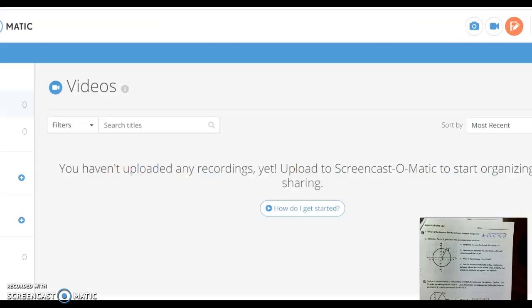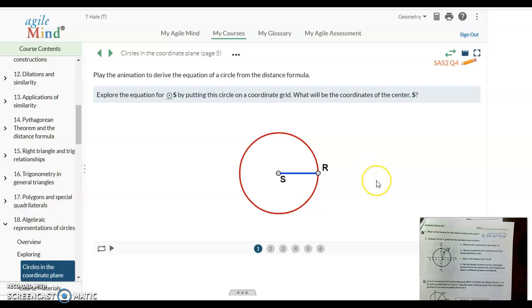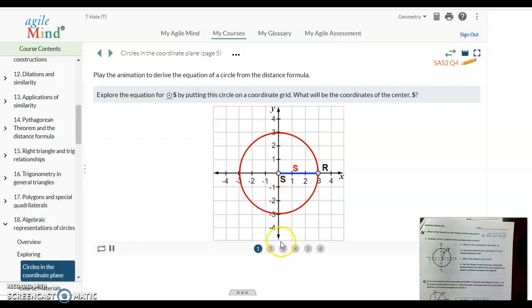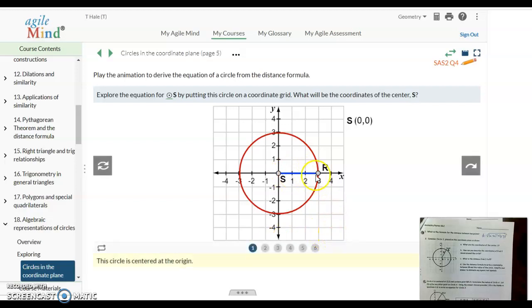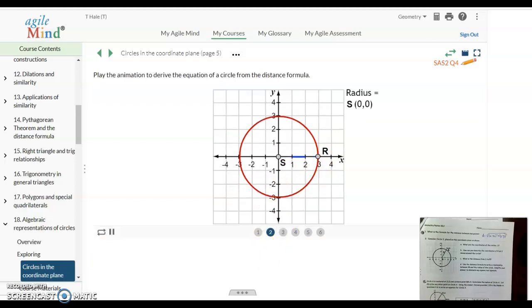All right, so let's look at our animation that is going to get us the equation of a circle. So this circle right now is not on a coordinate plane, but they're going to put it on there and make S at the origin. So that's the point 0, 0. We can easily tell the radius of the circle since we have this horizontal distance to a point on a line. We can simply count those units. And so we see that point R is at the point 3, 0, which is 3 units away from 0, 0. So we know our radius is 3. We know the center of the circle is 0, 0.